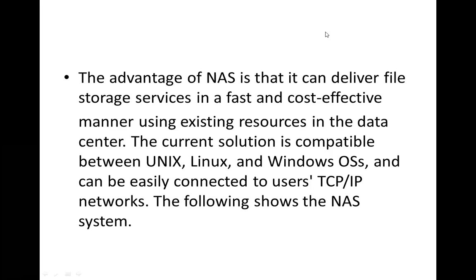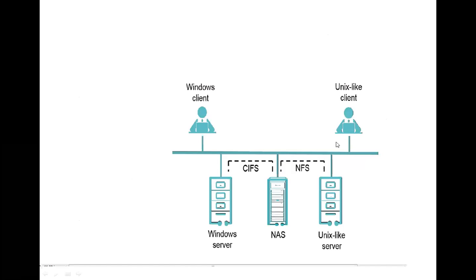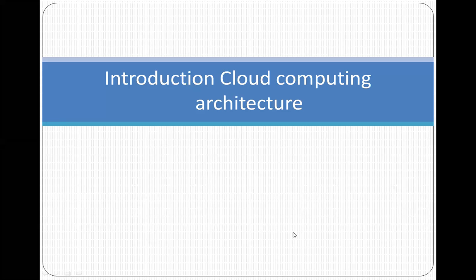The following shows the NAS system here. This is basically a NAS system working with a Unix server on one side and a Windows server on the other, and in between there is network attached storage. You can see this is a Windows client and this is a Unix client. So they can communicate with each other in the form of network attached storage. That is possible with network attached storage.